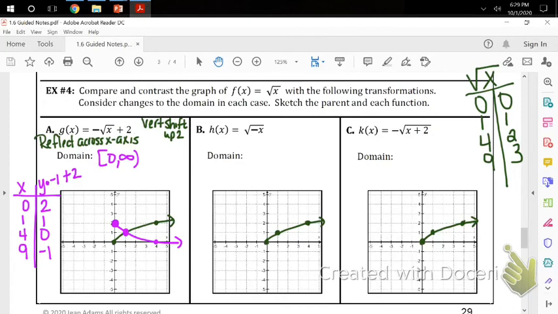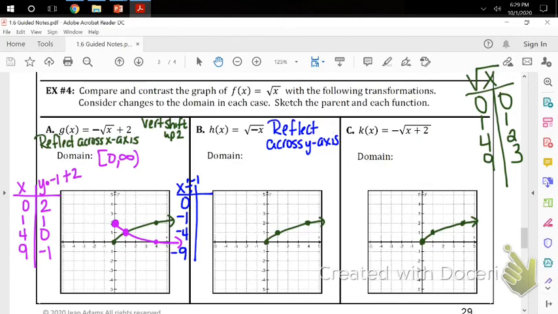So for B, h of x equals the square root of -x. The only thing we have there is that negative inside, so this is going to reflect across the y-axis. And so what is that going to do to my table? Well, it's going to affect my x's, and it says -1 times x, so we're going to divide by -1. So we're going to take all of our x's and divide by -1. So 0 divided by -1 is 0. 1 divided by -1 is -1. 4 divided by -1 is -4. And 9 divided by -1 is -9.